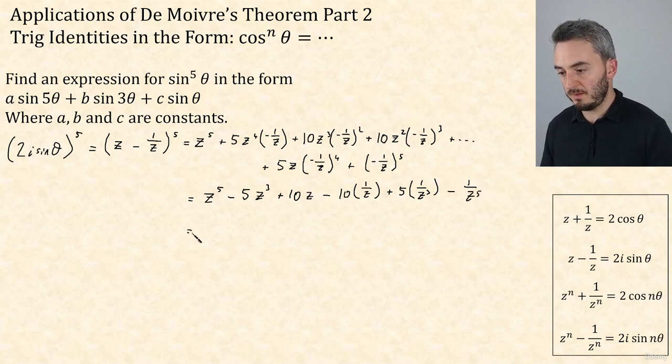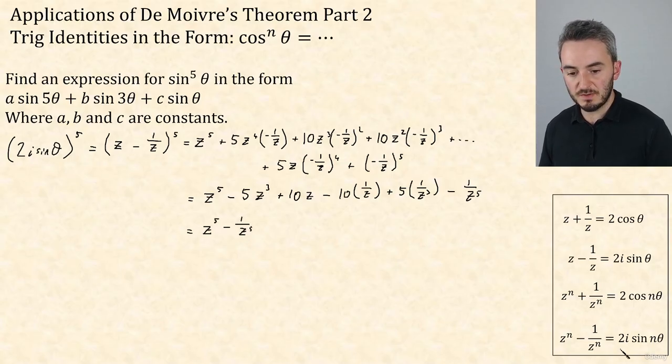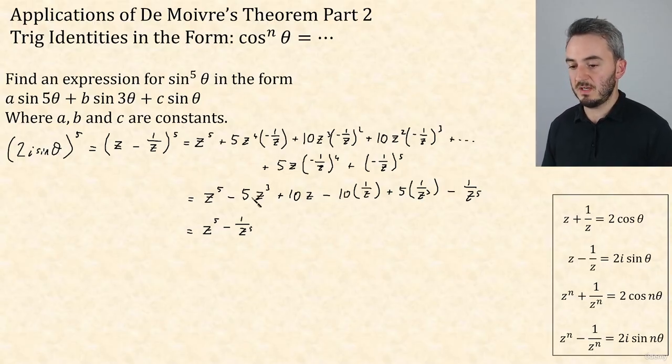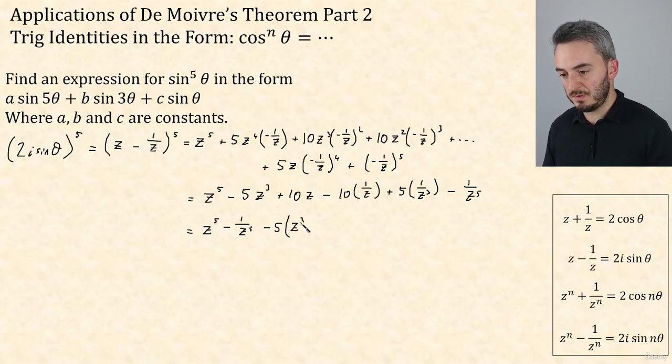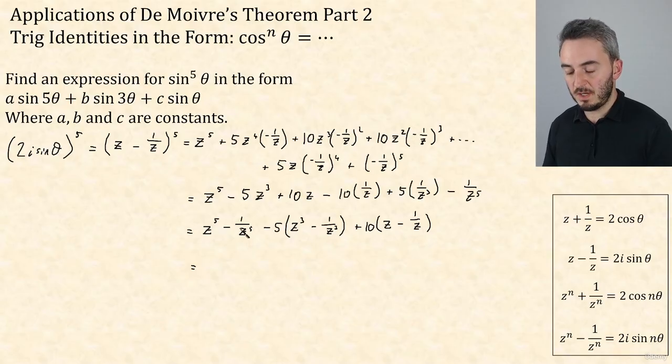Now we do this grouping. The first and the last term gives me z to the 5 minus 1 over z to the 5. That's ready to use this identity down here. Next, I'm looking at the second term and the second last term. If I pull out a minus 5, that gives me z cubed from here, and then a minus 1 over z cubed from there. The minus and the minus cancelling give me positive there. Finally, I can pull out a 10, and it's z minus 1 over z. So look what we've actually got here. z to the 5 minus 1 over z to the 5 is the same as 2i sine 5 theta.